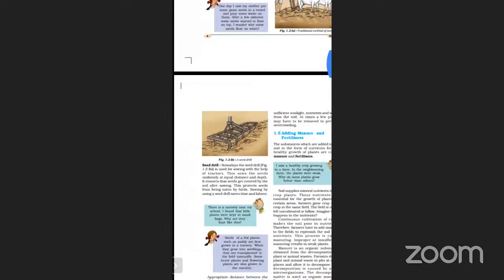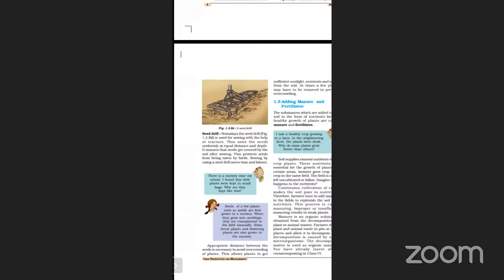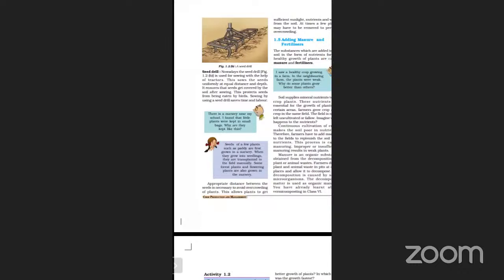Okay, now next we will go for why we add manure and fertilizer. Adding manure and fertilizer is also one part of the process. Now what do you mean? See, adding manure and fertilizer, why is it important? The substances which are added to the soil in the form of nutrition for healthy growth are called manure and fertilizer. These substances are added to give nutrition to the plant for good growth. We will go into detail about manure and fertilizer in the next classes.